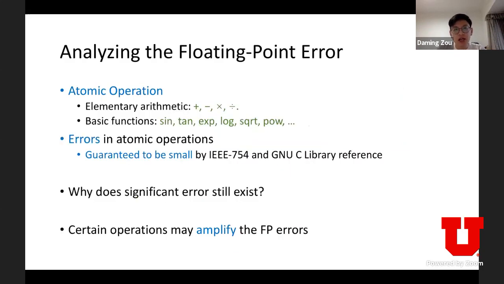We start from the components of a floating point program. A floating point program consists of atomic operations, such as basic arithmetic and basic functions, which we define as atomic operations. We also know that the error on these atomic operations is guaranteed to be small by some definitive documents. So why does the significant error still exist? We find this is because the error is not just introduced and propagated through these operations, but also significantly amplified by certain operations.